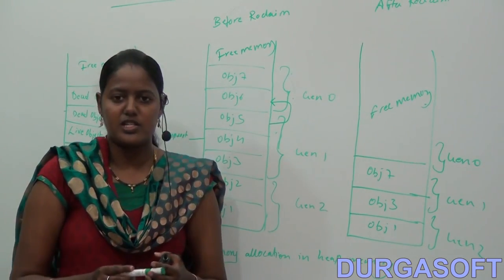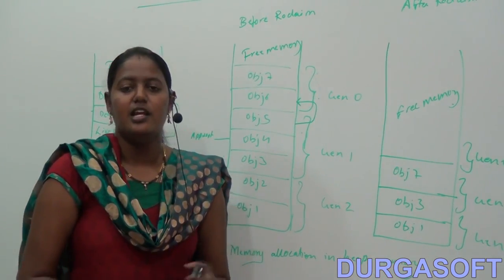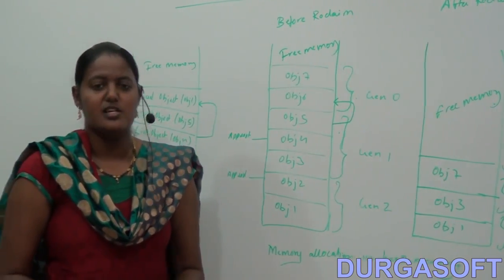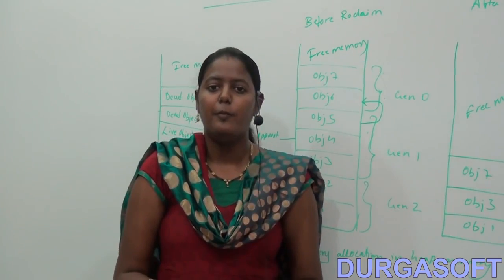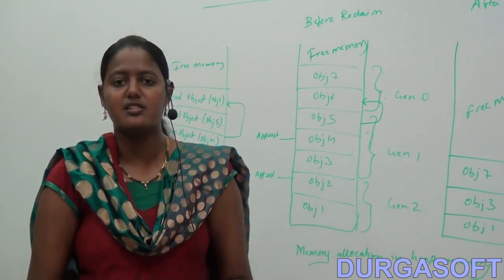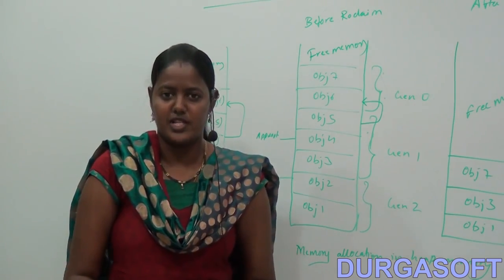In the garbage collector we have three phases: the marking phase, the relocating phase and the compacting phase. What does the marking phase do? The marking phase creates the list of live objects.